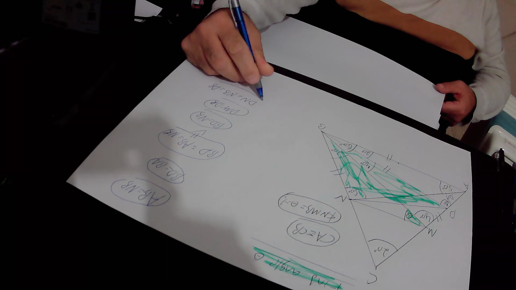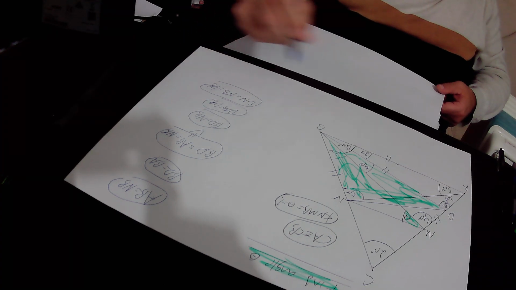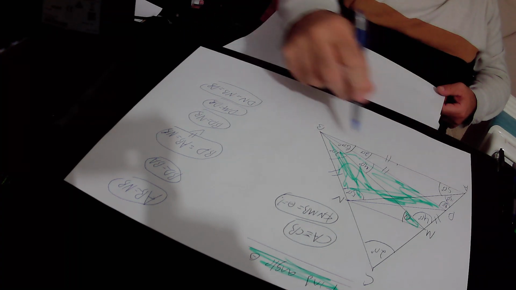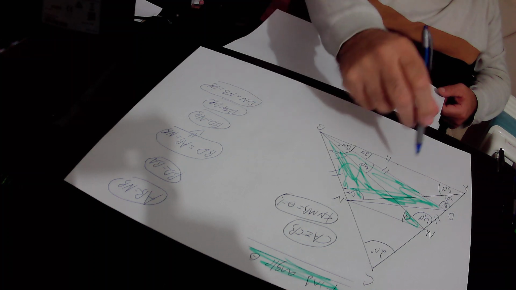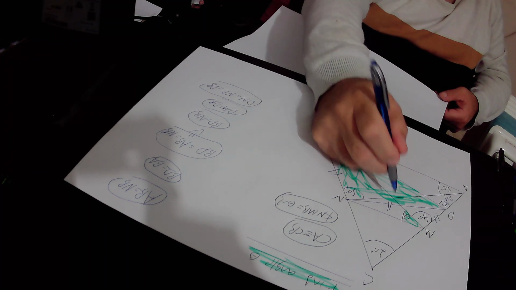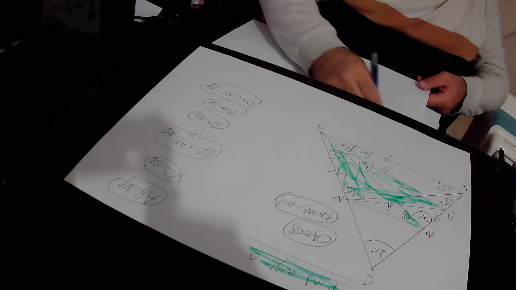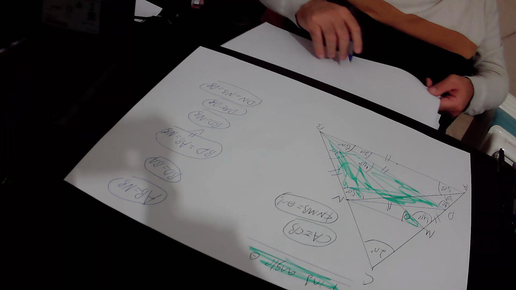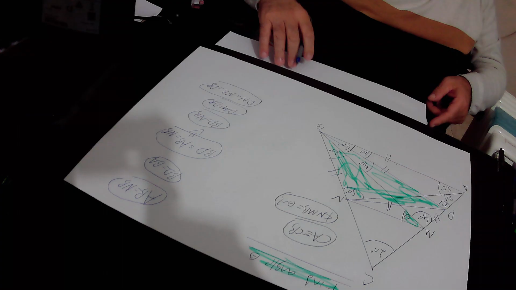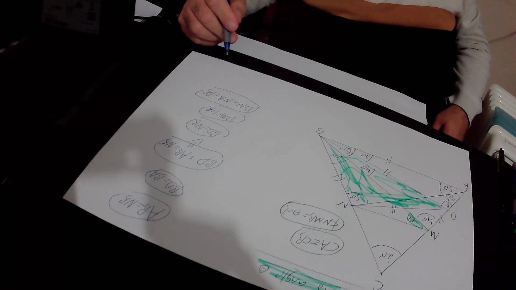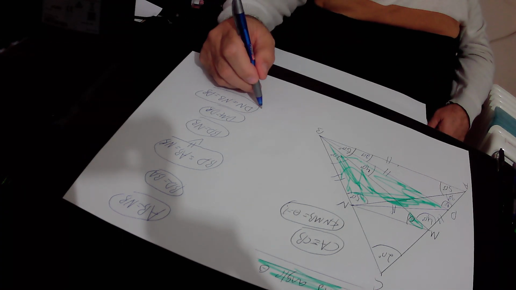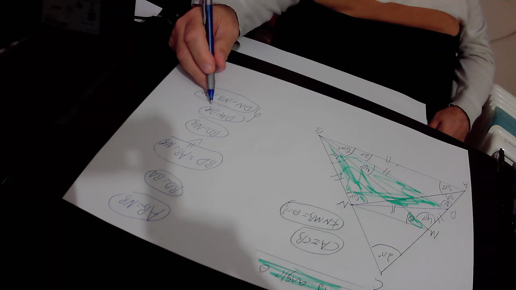Okay. Here also DB equals DN equals NB. So here we have two equations. According to this equation, DB equals DM.